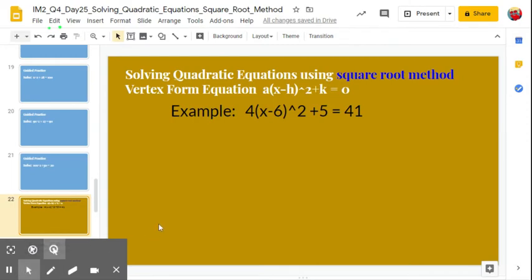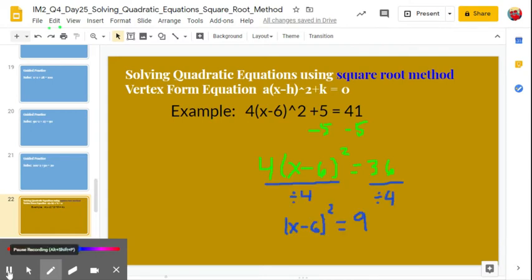All right, back to your gold notes. Let's look at solving quadratic equations using the square root method again. But this time, we're going to be given vertex form of the equation. So a times (x minus h) squared plus k equals 0. Here's our example. We have 4 times (x minus 6) squared plus 5 equals 41. First step, subtract 5 from both sides. So, subtraction property of equality, and now we have 4 times (x minus 6) squared equals 36.